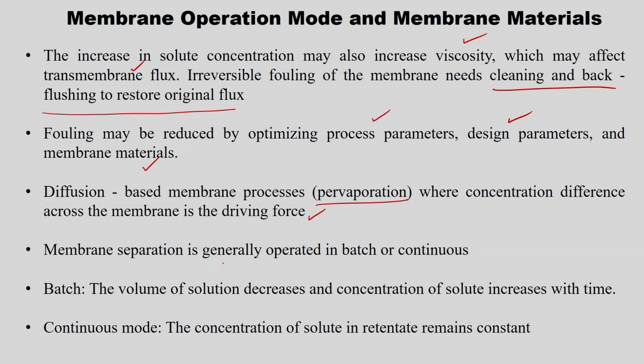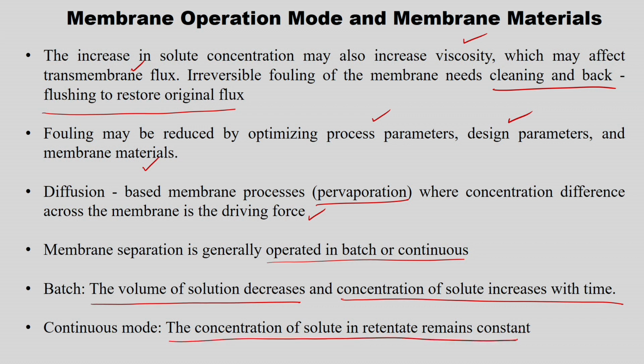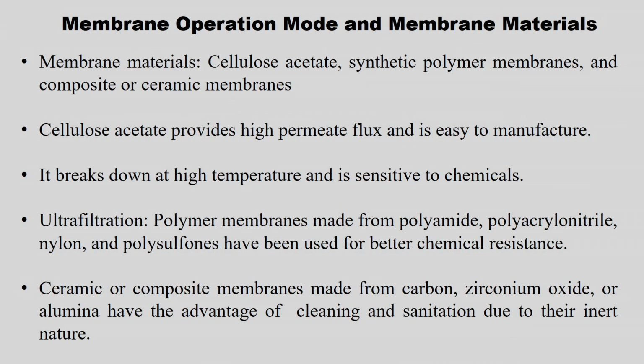The membrane separation operation is generally operated in batch or continuous mode, both are possible. In batch, the volume of the solution decreases and the concentration of solute increases with time. So, the solution gets processed and the concentration of solute increases with time, but in the continuous mode the concentration of solute retentate remains constant. Then, based on membrane material, cellulose acetate and synthetic polymer membranes as well as composite and ceramic membranes are available, and cellulose acetate membrane provides high permeate flux and is easy to manufacture.